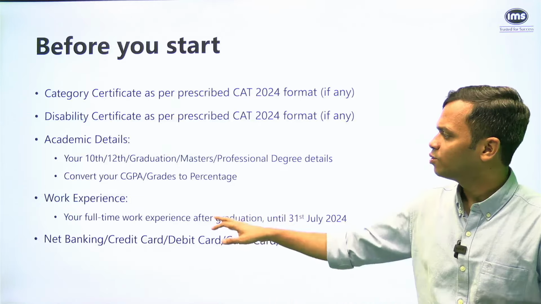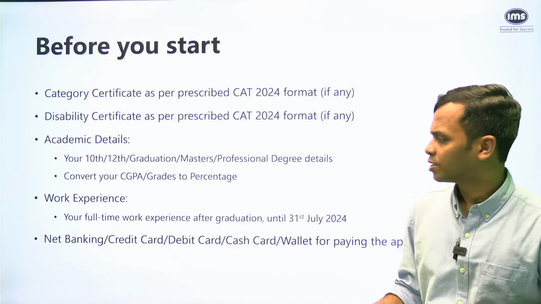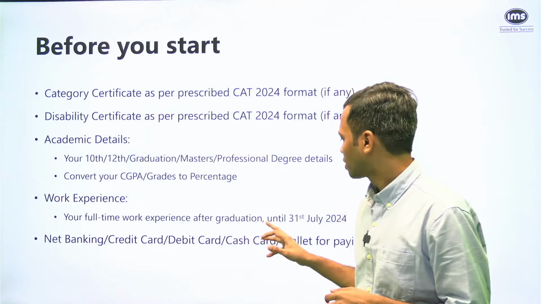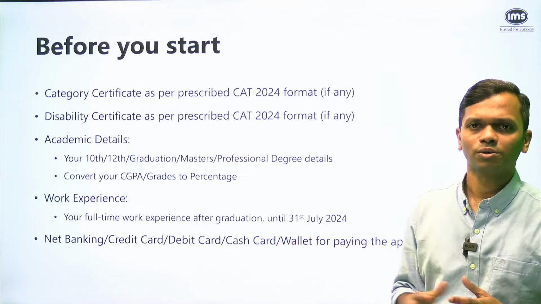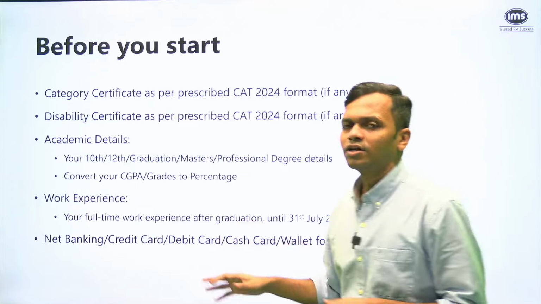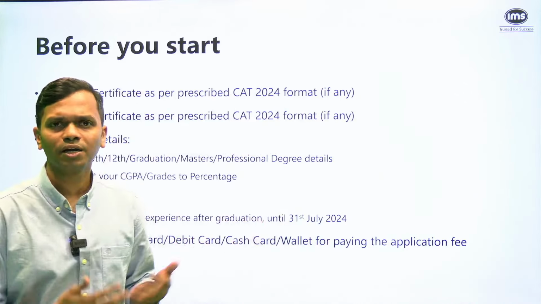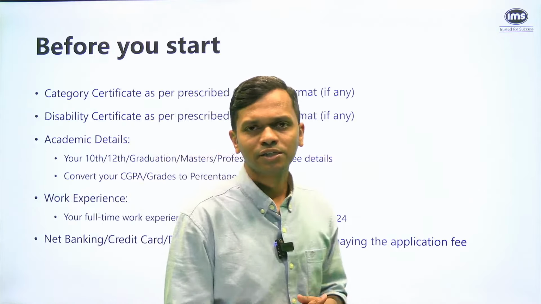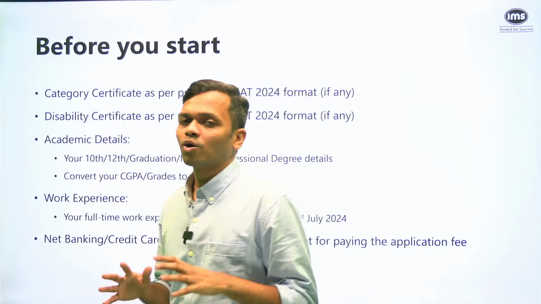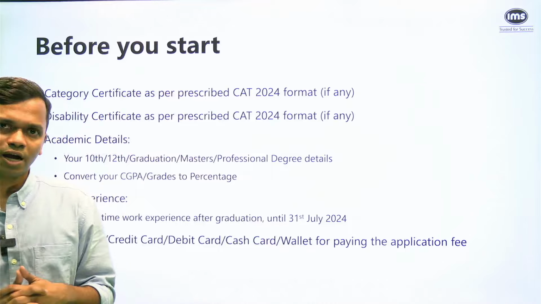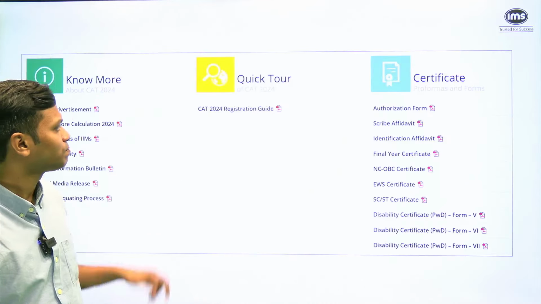And finally, you'll also need your work experience if that is applicable. So your full-time work experience after graduation until 31st July is what you are supposed to enter. And finally, to make the payment, you are going to require all the details in terms of your net banking, wallet, credit cards, whatever it is that you're going to use. Once you have all of this in place, you're ready to begin your CAT application. So let's have a look at that.